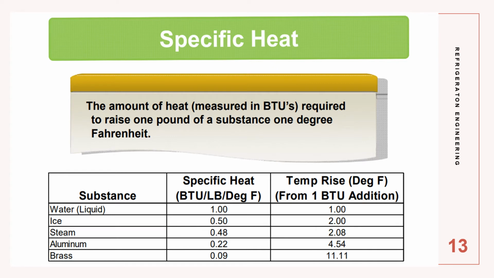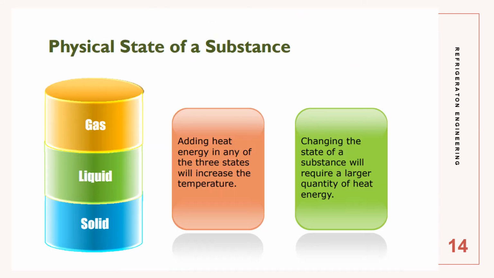Specific heat. Okay, specific heat, the amount of heat measured in British thermal units required to raise 1 pound of a substance 1 degree Fahrenheit. We have substance, for water the specific heat is 1. Temperature rise is 1 from 1 BTU addition. We have ice, steam, aluminum, brass.